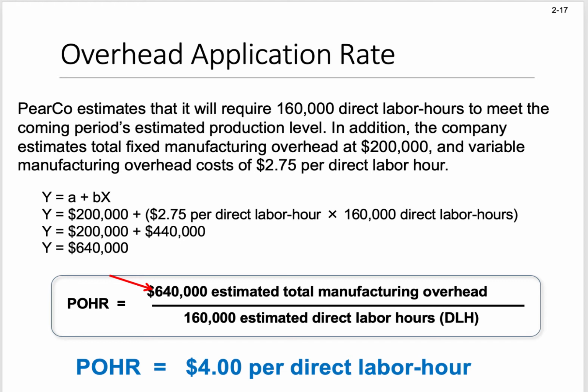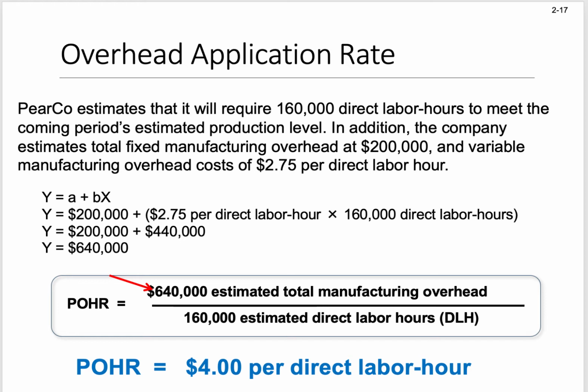our total labor hours that we're going to use, 160,000, we get $440,000. If we add the fixed portion and the variable portion of the manufacturing overhead, we get total estimated manufacturing overhead of $640,000. That's our estimated total overhead cost. We divide that by our total estimated direct labor hours, which is 160,000, and we get a predetermined overhead rate of $4 per direct labor hour. That's how you calculate the predetermined overhead rate.